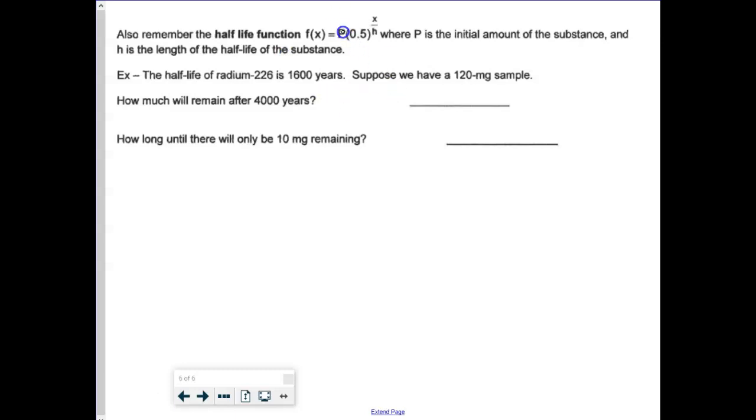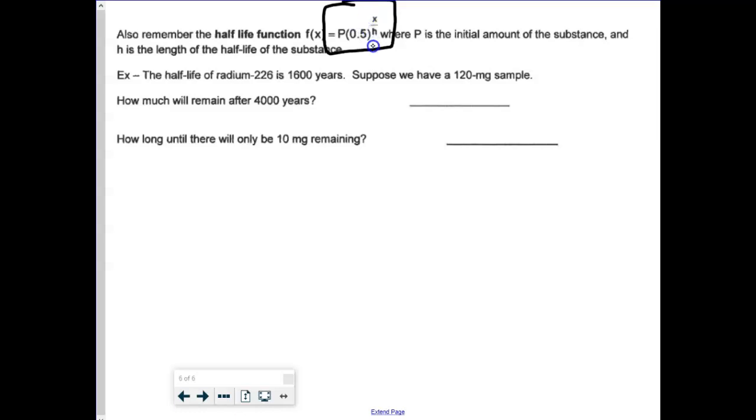Okay, so I want to talk about this function because, for some reason, this really messes with kids: the half-life function and also the doubling time formula. We haven't had a lot of examples in our notes, so I'm going to do this one with you. The formula is right here: you take the initial amount, multiply it by half, 0.5, to the x over h power, where x is the amount of time that's gone by, and h is the amount of time for the half-life.